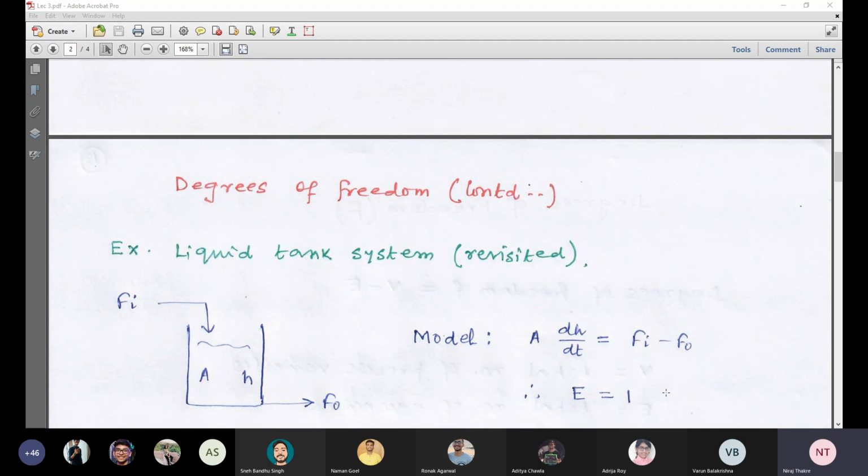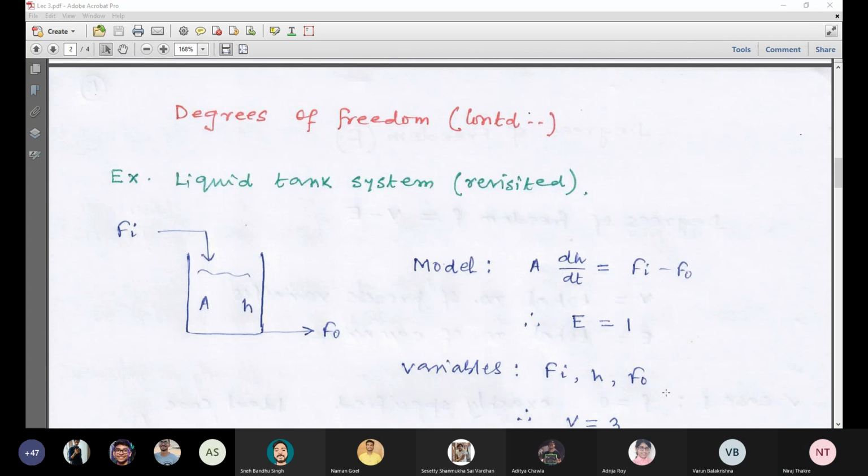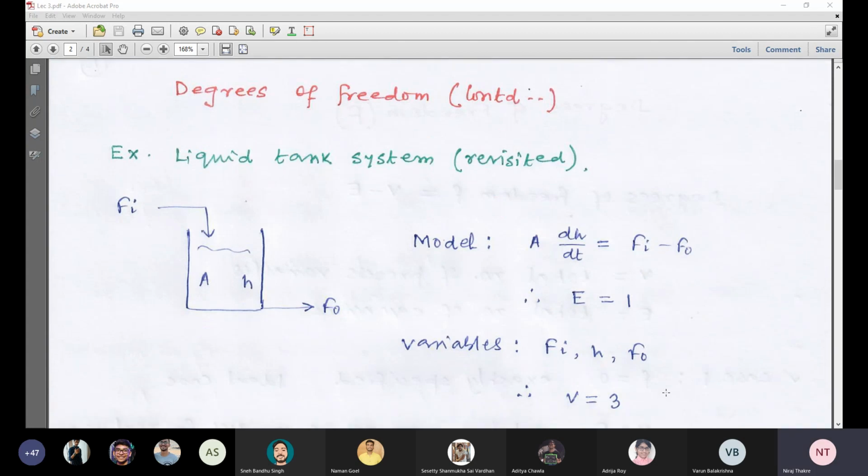Can anyone tell me what about V, the number of variables? Three variables, correct. What's your roll number? 30018. Good. There are three variables, you see. What are those? Fi, height H, and Fo. A is not a variable. A is a fixed quantity, so that is a constant, or sometimes we call it a constant parameter. So what is your degrees of freedom in this case?